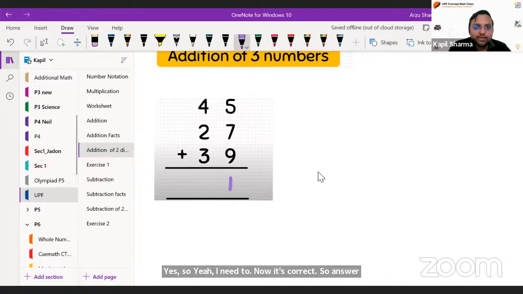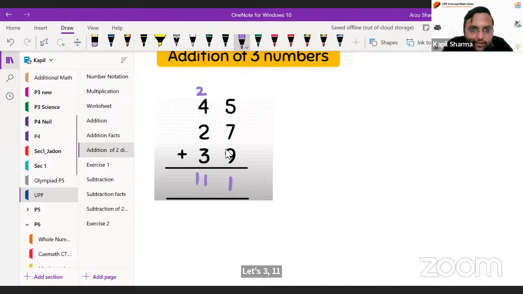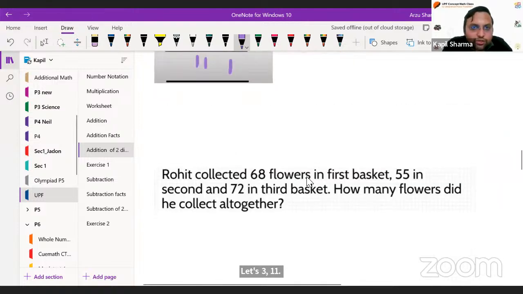So answer is 111. So 7 plus 5 is 12 plus 9 is 21. So 2 will be carried over. 2 plus 4 is 6. 6 plus 2 is 8. Plus 3, 11. Okay, great. Now let's solve a word problem.